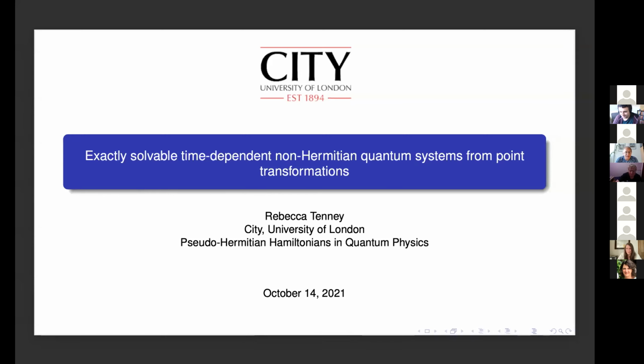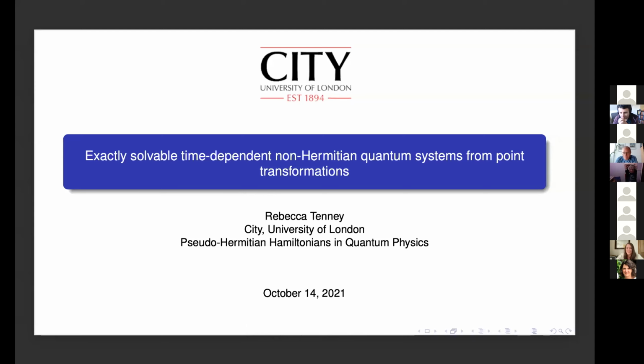Okay, our next speaker is Rebecca Tenney from City University as well. And she will talk about exactly solvable time-dependent non-Hermitian quantum systems, and from a particular point of view, which is point transformations. So when you're ready, Becky, go ahead.